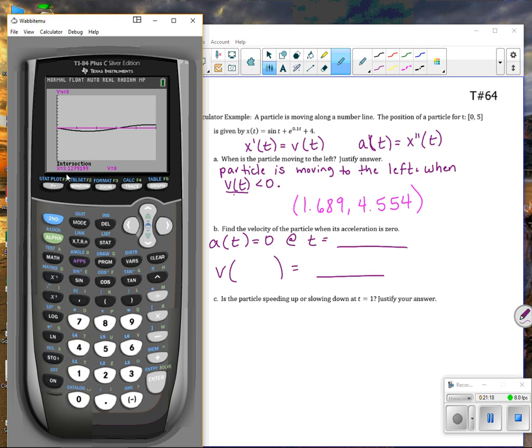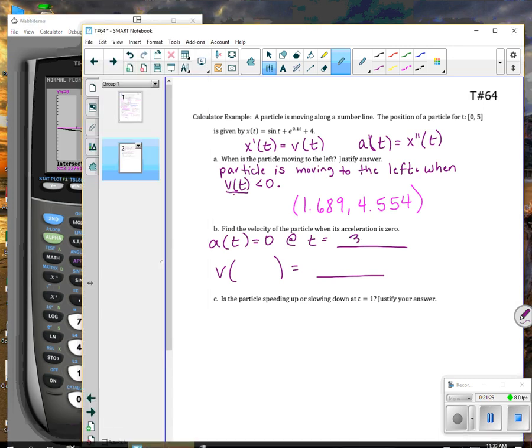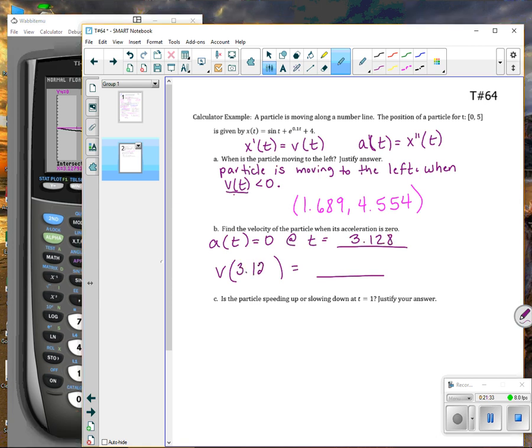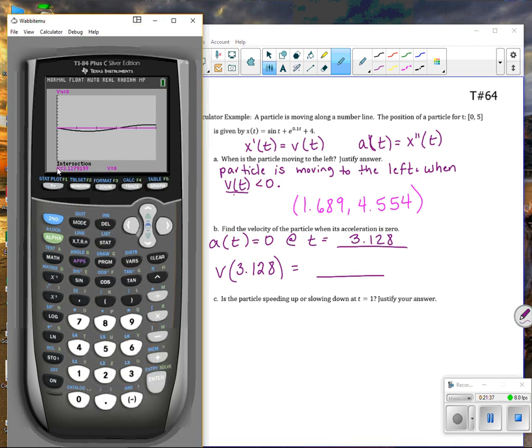Now, here's the cool thing that I want to show you. Yes, on my paper, I can write down 3.128 because I'm rounding to 3. So this would be 3.128. And then I'm going to find the velocity at 3.128. But with the calculator, remember this value is stored into x. And I want to make sure I use the whole value until you do another intersect or clear the memory or something. That value is stored into x.